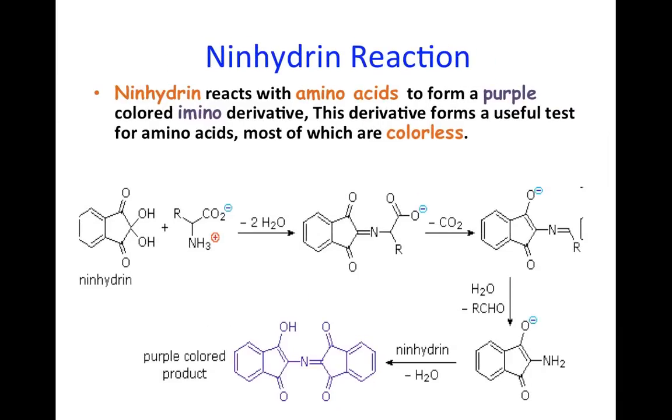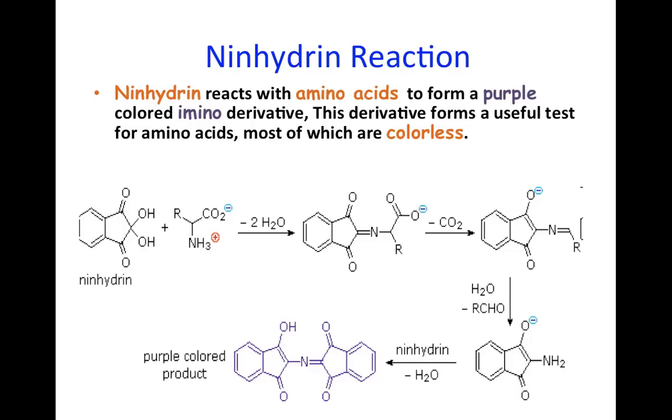Now let's go to the lab. In the lab, a test for amino acids is the ninhydrin reaction. Now the ninhydrin reaction reacts with amino acids to form a purple colored amino derivative. This derivative forms a useful test for amino acids, most of which are colorless.